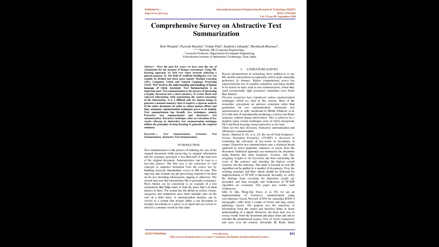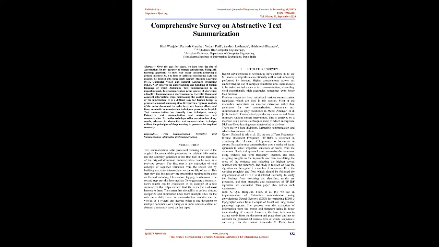Literature survey. Recent advancements in technology have enabled us to use ML models and perform exceptionally well in tasks usually performed by humans. Higher computational power has empowered the use of complex, sometimes nonlinear models on tasks such as text summarization, where they yield exceptionally high accuracies, sometimes even better than humans. Previous research has introduced various summarization techniques which are cited in this section. Most of the research concentrates on sentence extraction rather than generation for text summarization.